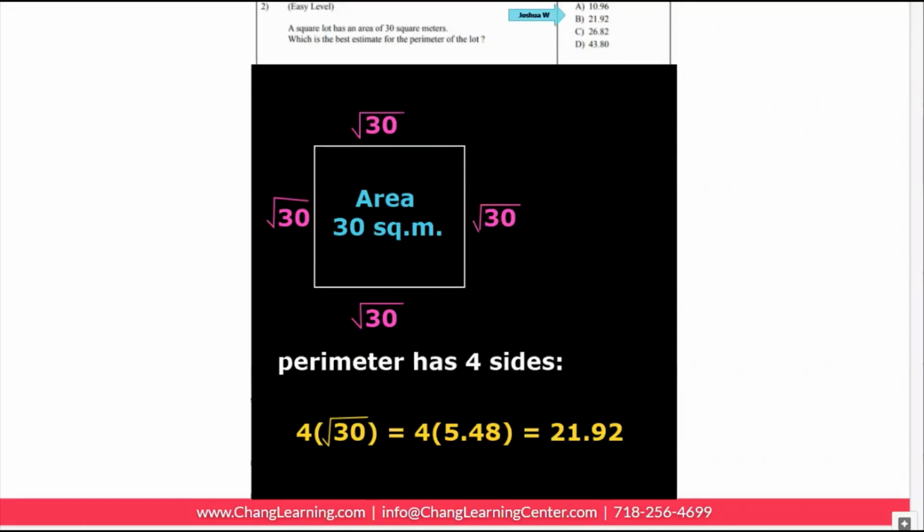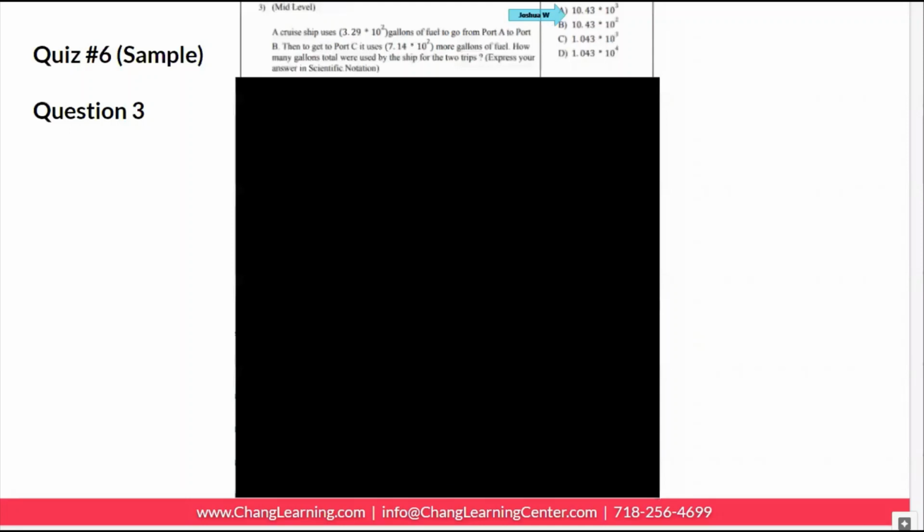For question number 3, we have a cruise ship that uses 3.29 times 10 to the 2 gallons of fuel to go from port A to port B. Then to get to port C, it uses 7.14 times 10 to the 2 more gallons of fuel. How many gallons total were used by the ship for the 2 trips? Express your answer in scientific notation.